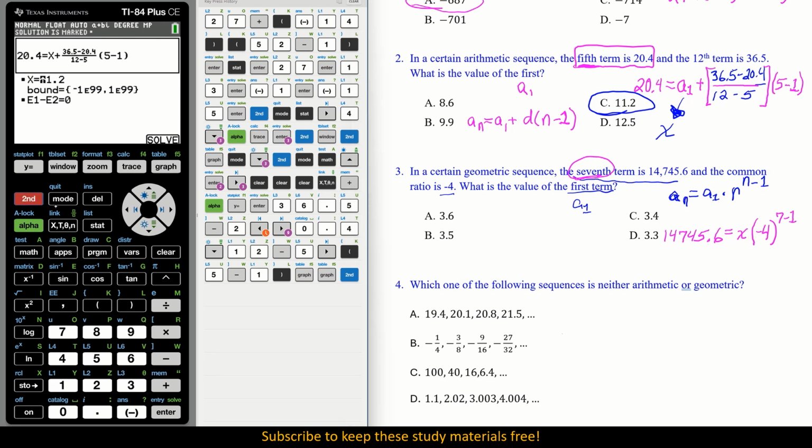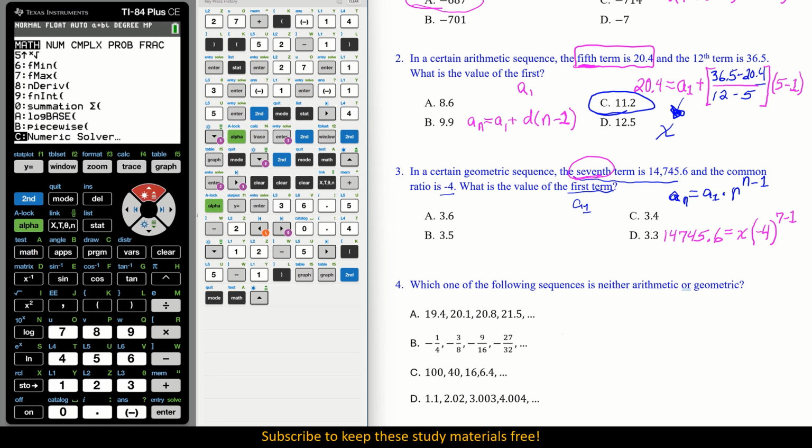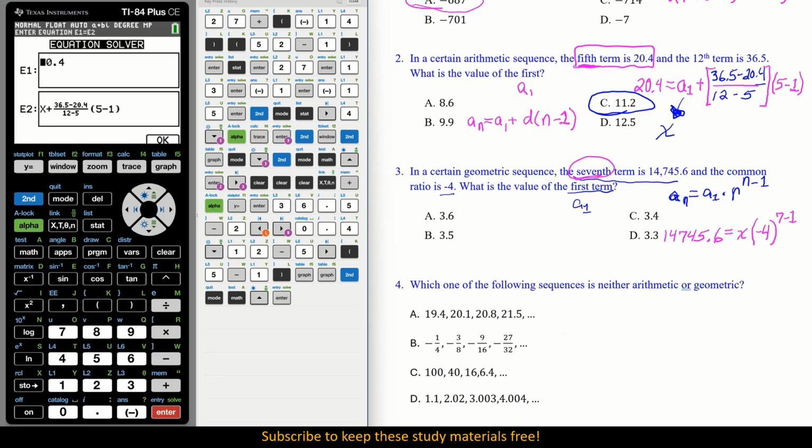Okay, so let's go second mode to back out. Math, arrow up. We're highlighted with what we want, numeric solver. All right, let's clear this out. Make sure we enter it right.